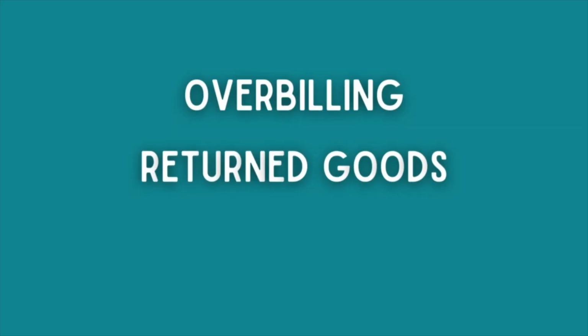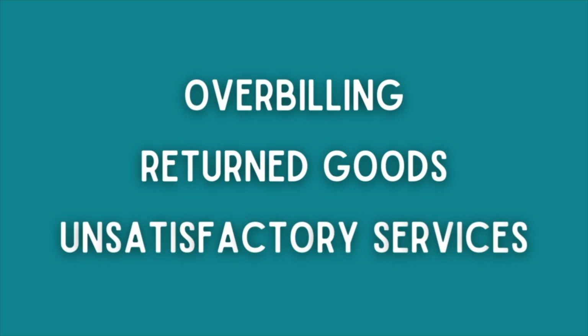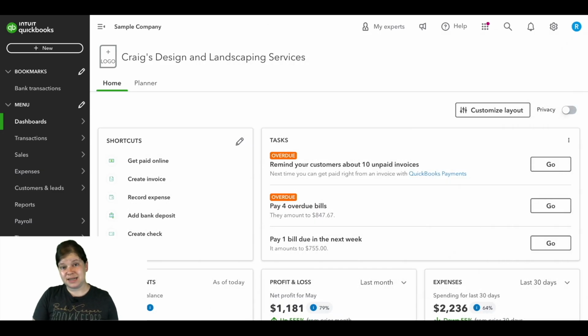Vendor credits typically result from overbilling, returned goods, or unsatisfactory services. However, they can also apply in other situations depending on the agreement between the vendor and the client. Now, if you have vendor credits entered in QuickBooks Online, you can see them a few different ways.